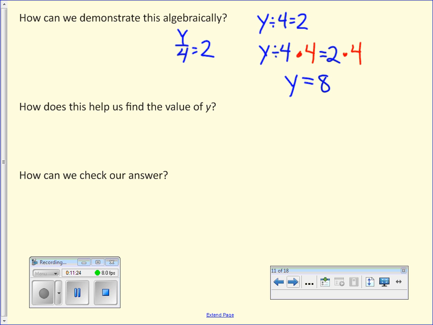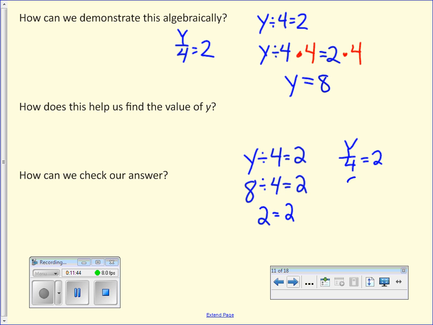So to check, the first step we have to do is write the original equation. Now I know what y is, so I can replace y with 8. 2 equals 2. Or if you wanted to solve it this way, the fraction bar means to divide, so 8 divided by 4 is 2. 2 equals 2. So you can write the equation either way. If you don't like it written as a fraction, you could write it using the division symbol. Okay.